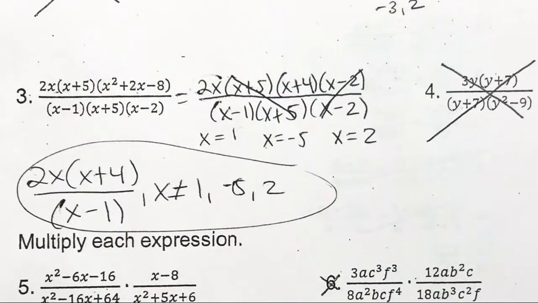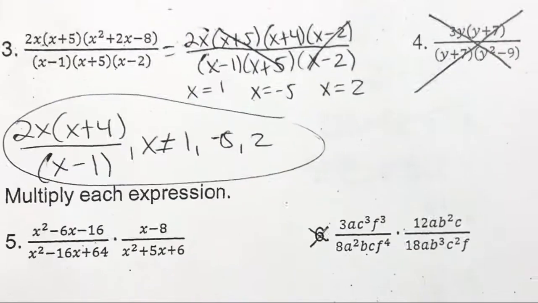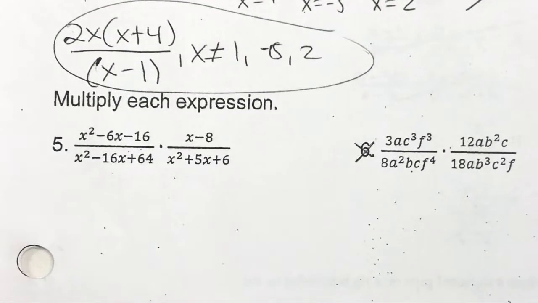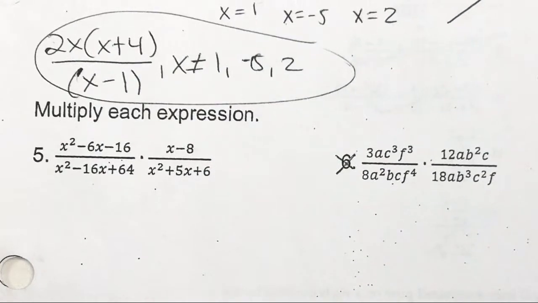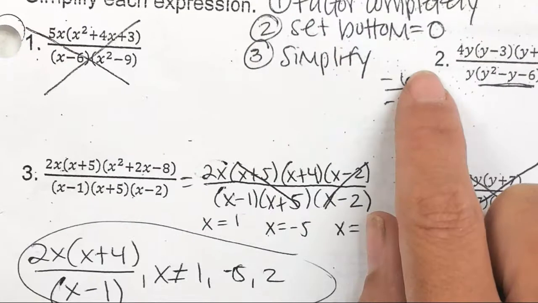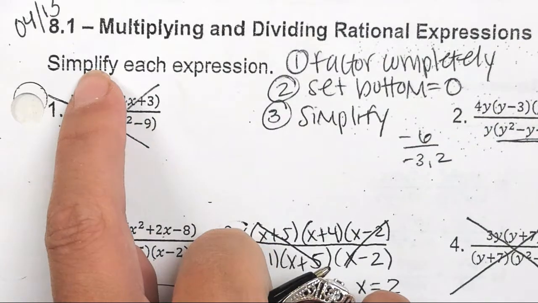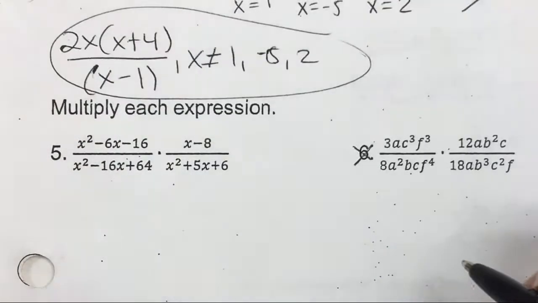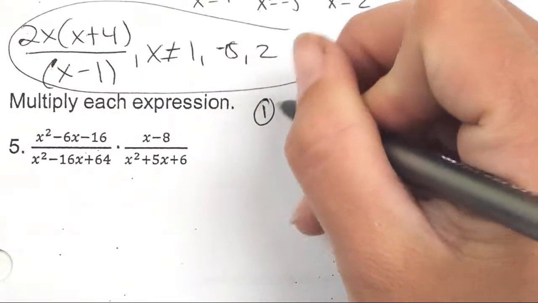Alright, so the next thing we're going to be doing is multiplying expressions. We still have the same first step. We're going to factor it completely. And then this time I'm not going to have you set the bottom equal to 0. I just want you to do that when the directions say simplify. So on number 5, first thing we're going to do is factor.